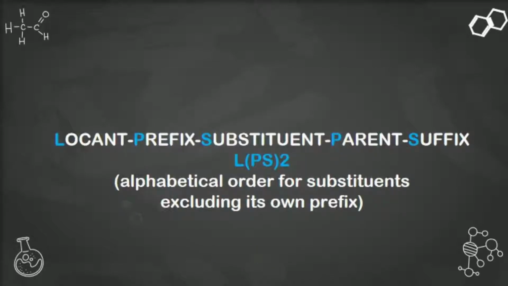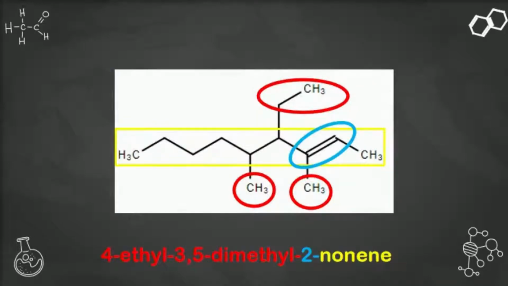Let us combine now as one name the parent name and substituents with their locants. So locant, and then prefix if it is available, and then substituent, and then the parent and the suffix. It will be in alphabetical order for substituents, excluding its own prefix. We have in here 4-ethyl, 3,5-dimethyl, 2-nonene. Again, alphabetical order, but we won't include in alphabetical order the prefix, which is di. Only ethyl and methyl, so E comes first before M.